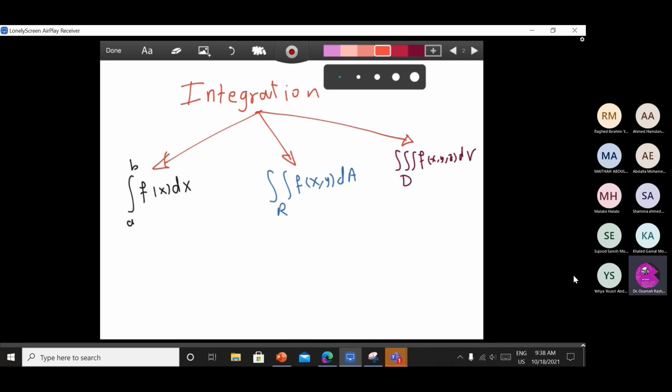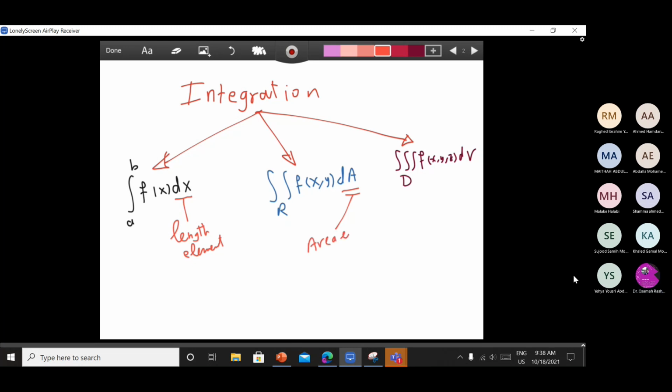What we call this one? This is length element. This is, we call it what? Yes, area element. We know the area element could be what? Could be dx dy or dy dx, or could be in a polar coordinate, could be r dr d theta, if you remember.